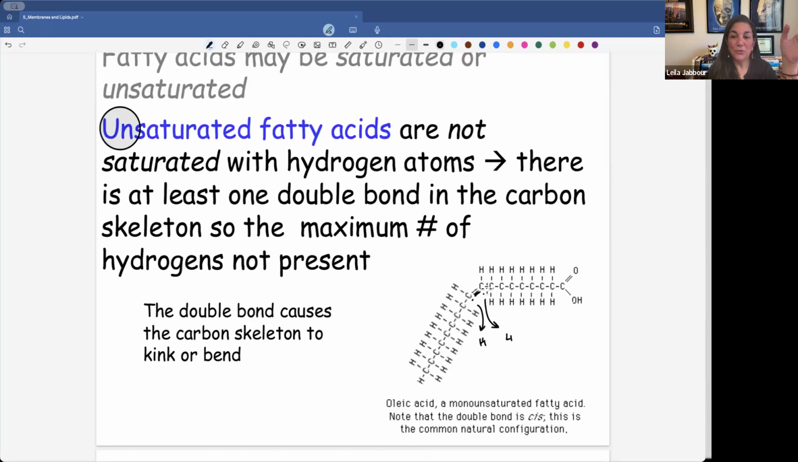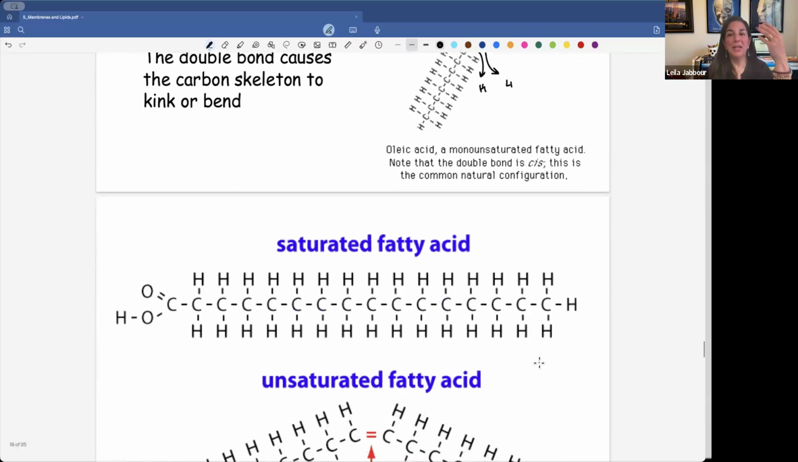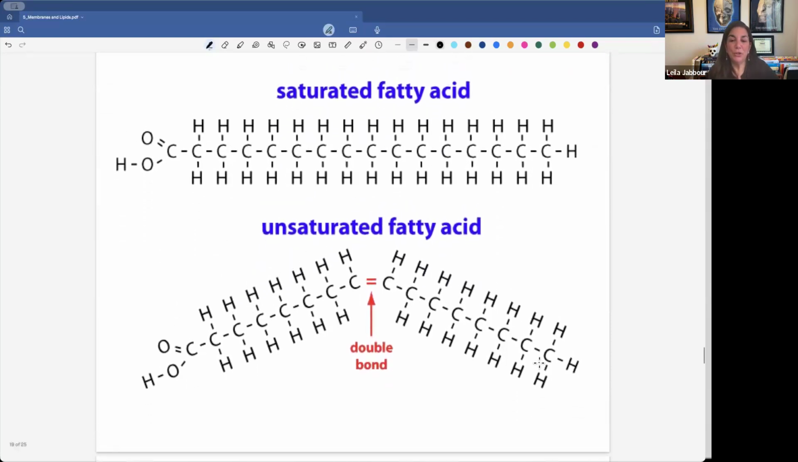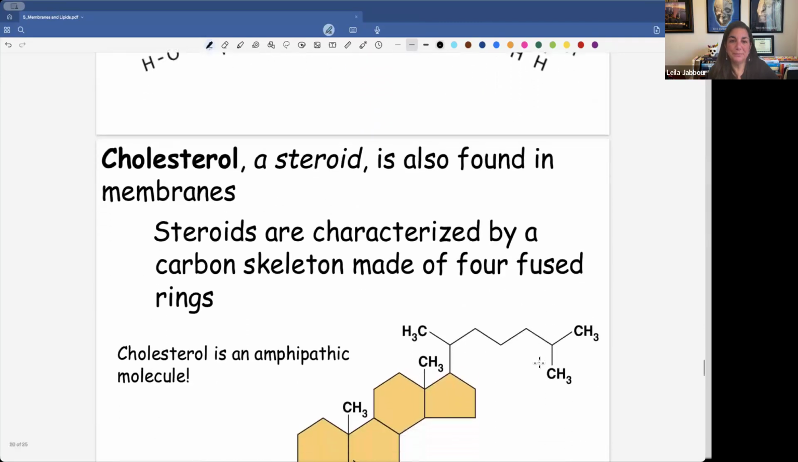So you end up with less hydrogen than you normally would in a saturated fat, and you have a kink. That double bond creates a kink. You see the kink here? That double bond creates a kink in the molecule, and it bends. And the more double bonds there are, the more unsaturated it is, and the more fluid the lipid is. So here is a comparison of the two molecules next to each other.